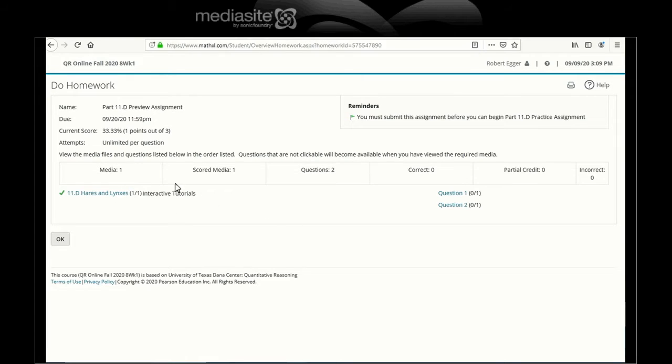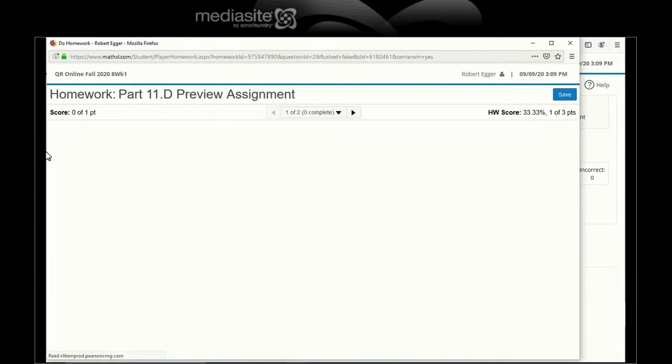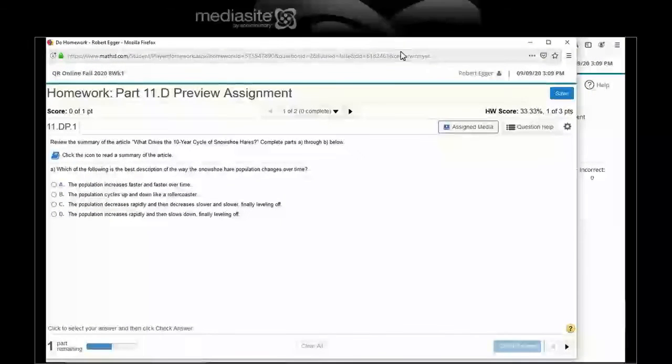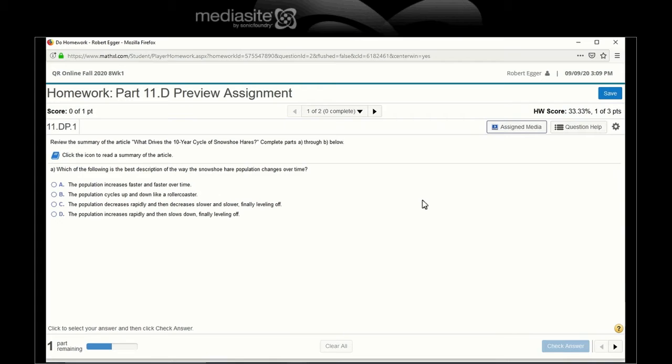You should have gone back and looked over the interactive tutorial. Let's go and do the questions, see what they have to say. I bet they're going to look a lot like these. Alrighty. Okay, so review the summary of the article, What Drives a 10-Year Cycle of Snowshoe Hares? Complete part A and B. Alright, let's read the article.